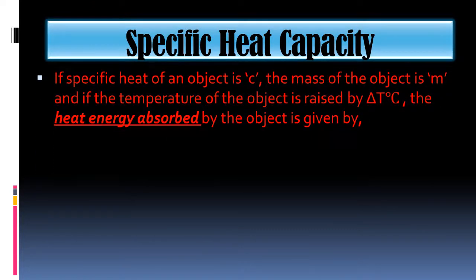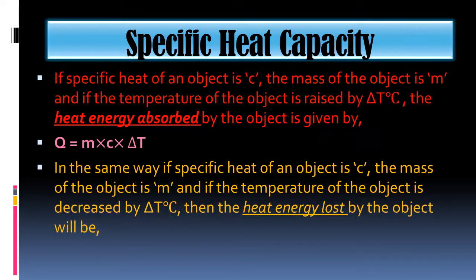Now if the specific heat capacity of an object is small c, and the mass of the object is small m, and if the temperature of the object is increased by delta T degrees Celsius, then the heat energy absorbed by the object is given by Q = m c delta T, where Q is the heat energy absorbed, m is the mass of the object, c is the specific heat, and delta T is the rise in the temperature of the object.